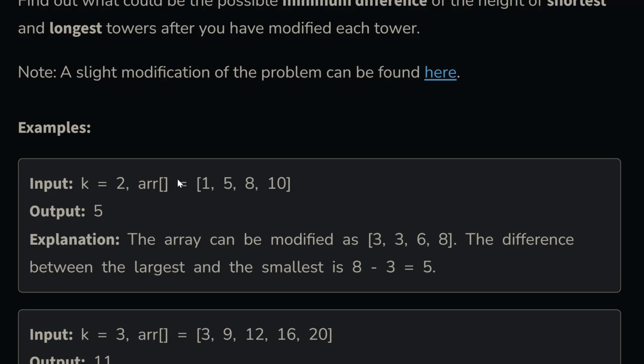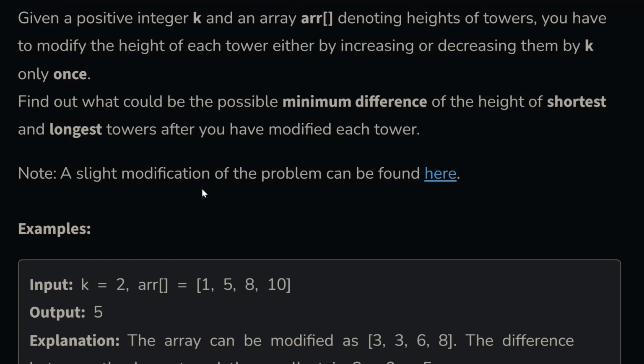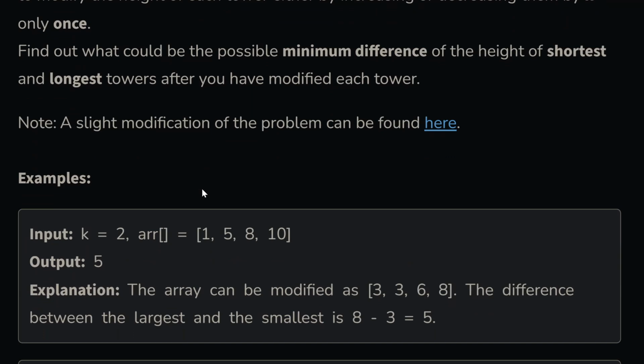So here is an example. Let's suppose we increment each and every element by k. One difference can be maximum minus minimum, or the last value minus the first value after sorting the array. Then we need to find the minimum difference after modifying the array. Either we can increment or we can decrement an element.